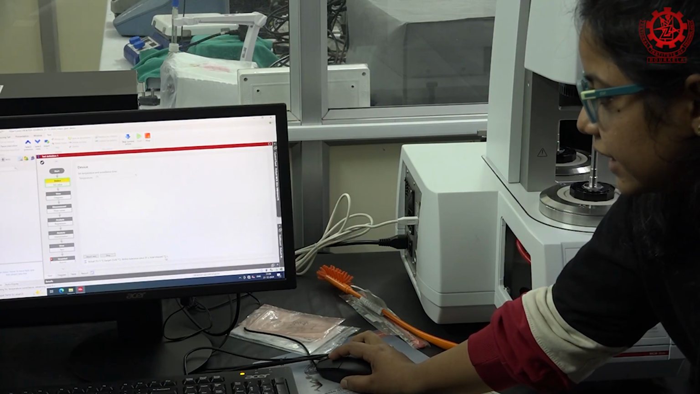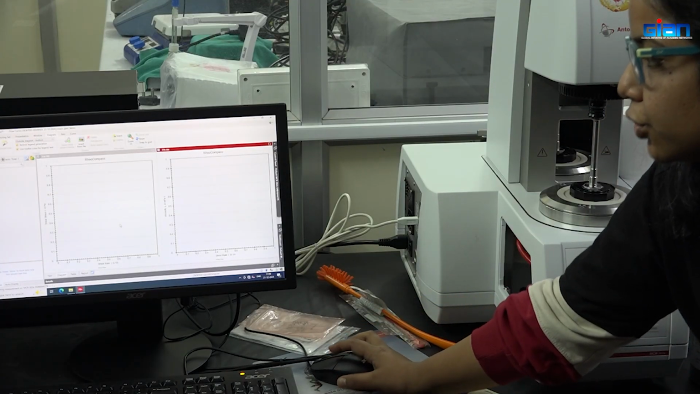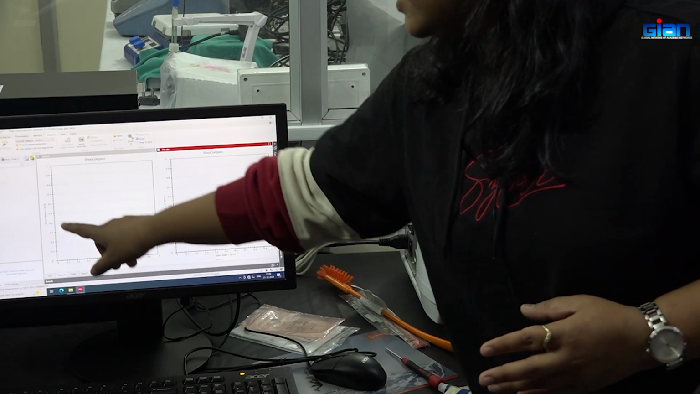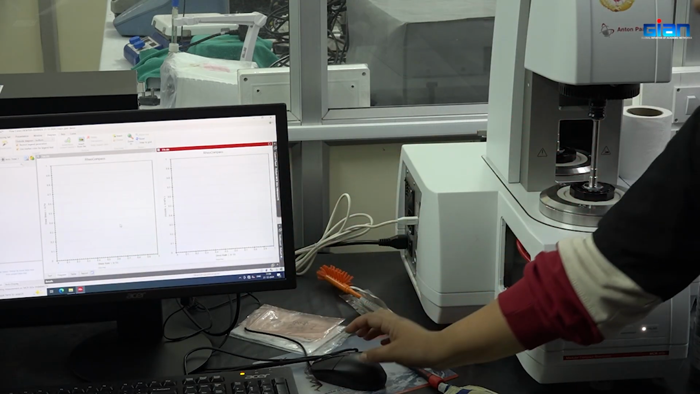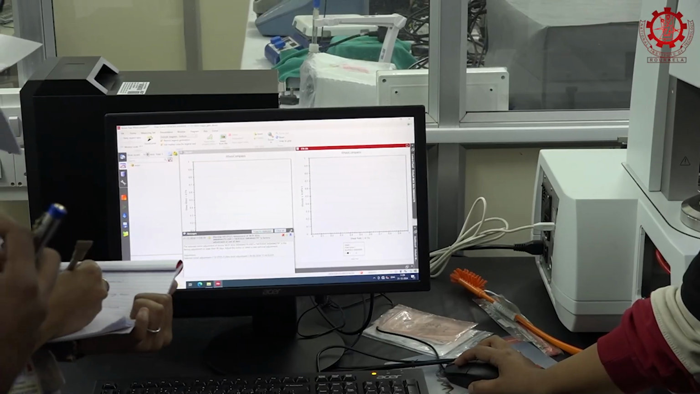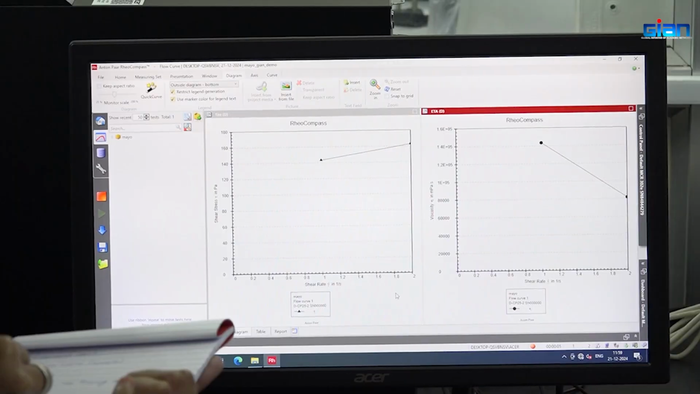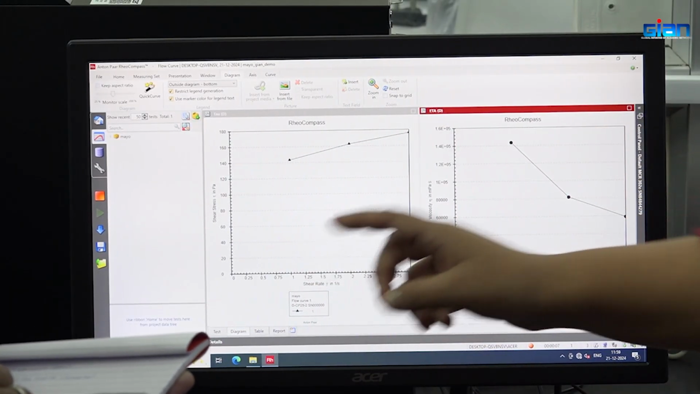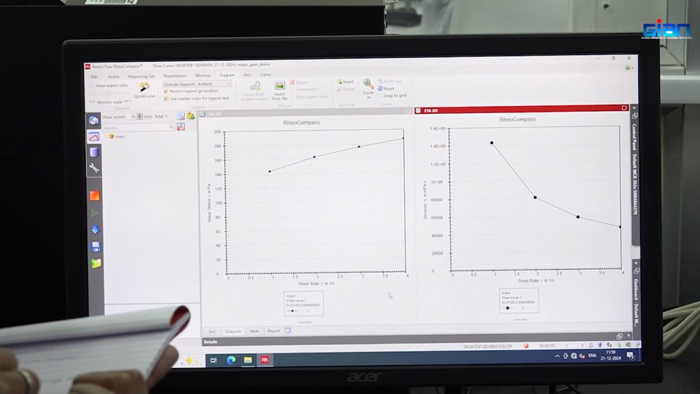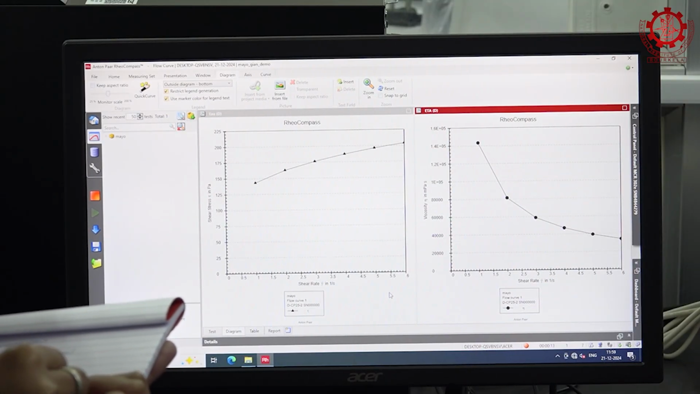It will take around 100 seconds. In 1 minute it will reach, and then we can start the test. Yeah, see, it will show two diagrams. One will be shear rate versus shear stress, another one it will give shear rate versus viscosity. It will give 100 points; we have increased the shear rate from 1 to 100. So within that it will give 100 points.